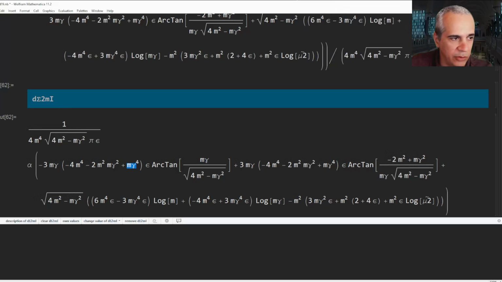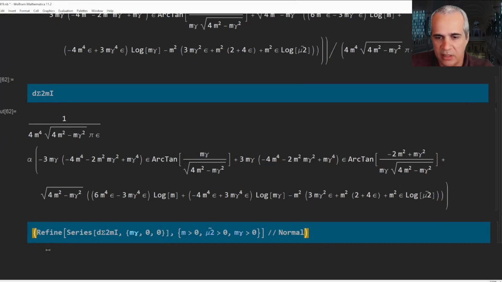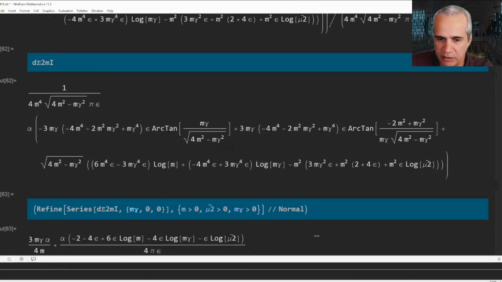So what I can do at this point is actually do a series in m gamma. I can take this result for the integration and take m gamma going to 0. This is just conditions to guide Mathematica. I'm saying everything is bigger than 0, all these masses and parameters here, and the Refine will make it look good. And here is what I get.